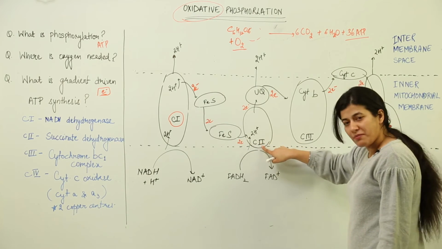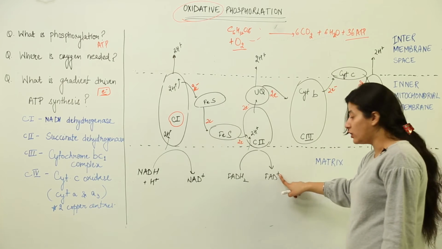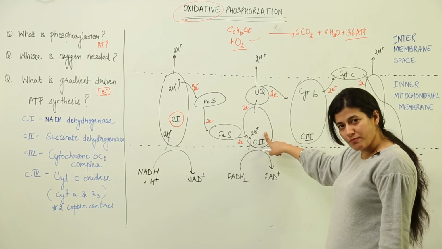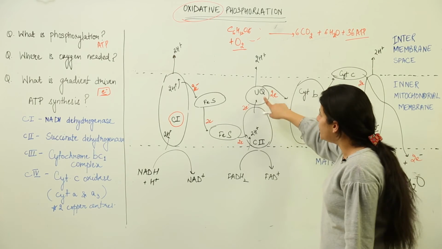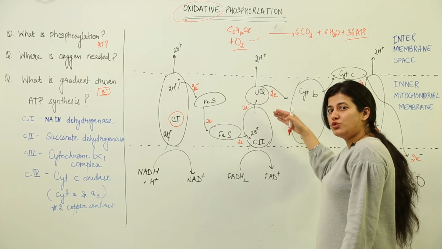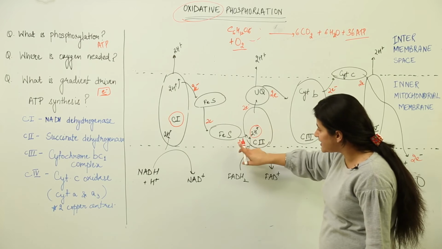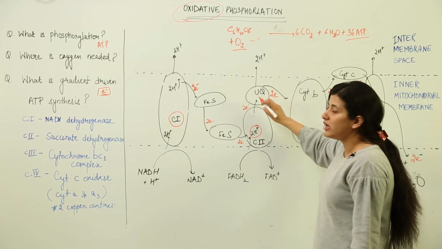When they reach complex number 2, at the same time FADH2 has also undergone loss of the protons. The protons taken up by complex 2 come to ubiquinone, alright. This ubiquinone gets reduced to ubiquinol on taking up these protons. At the same time, these electrons are also passed to ubiquinone and it becomes ubiquinol.